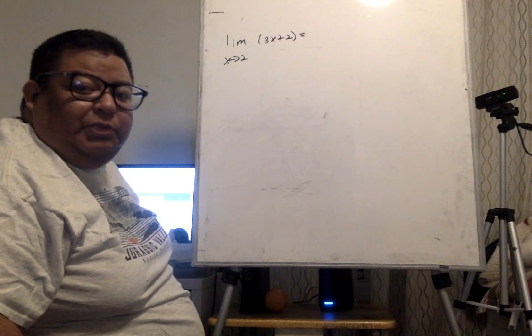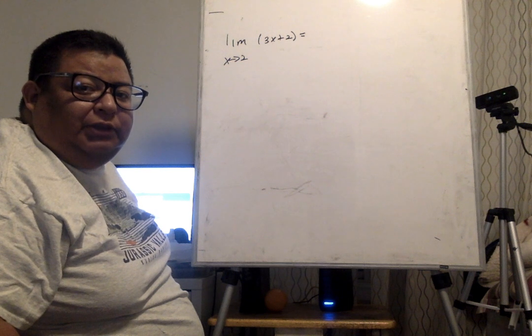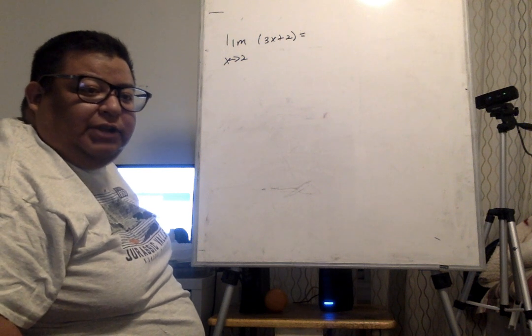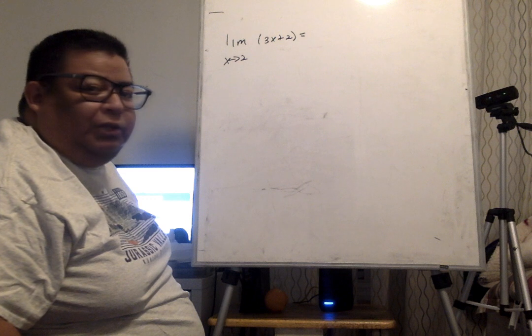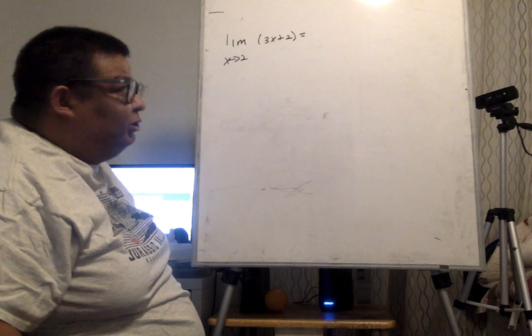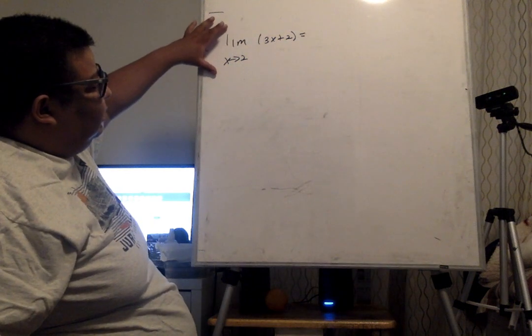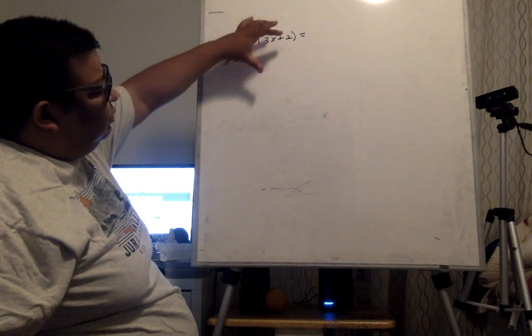Welcome guys. In this video I'm gonna find the value of a limit and we're gonna prove that value L is the actual limit of the function that we're given at that specific value. So let's find the limit first. We're given that the limit as x approaches 2 of 3x plus 2 has to equal a number.